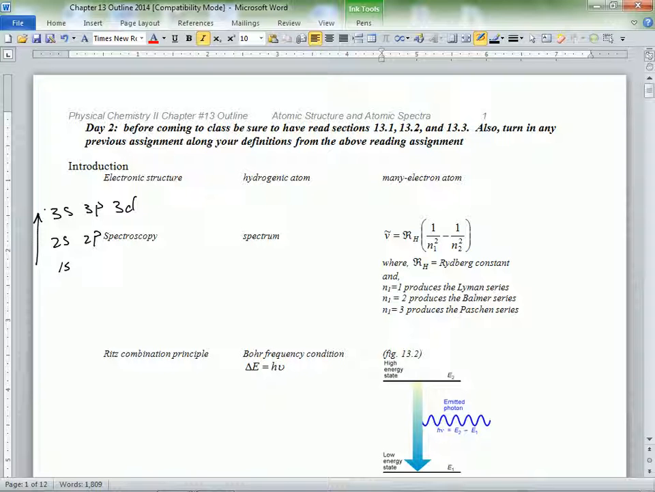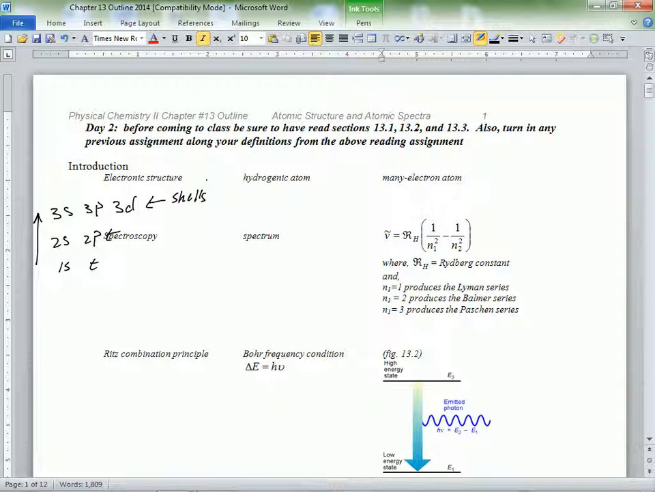The number was called the principal. Like the 1, the 2, or the 3 is called the principal what? Quantum number, principal quantum number. And they call these shells because they're all at the same energy right now. So those are called shells. So this is the idea of electronic structure, for an atom, not a molecule, for an atom.